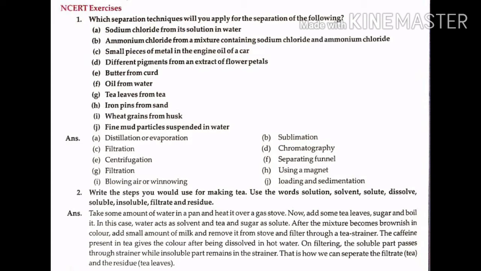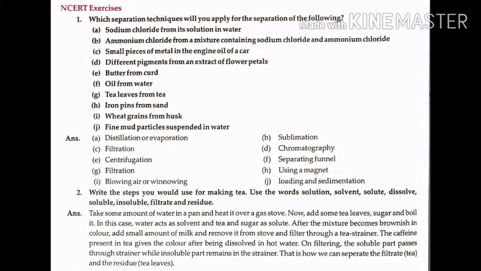Answer. A. Distillation or evaporation. For B. Sublimation. For C. Filtration. And for D. Chromatography. E. Centrifugation. F. Separating funnel is used. G. Filtration process is used. H. Using a magnet. I. Blowing air or winnowing. J. Loading and sedimentation.